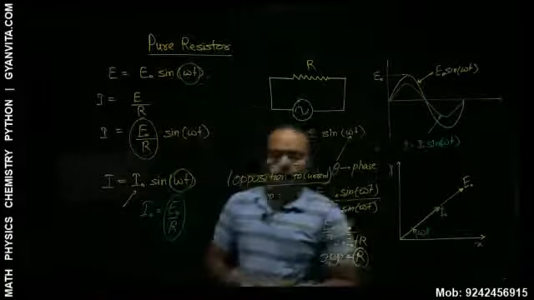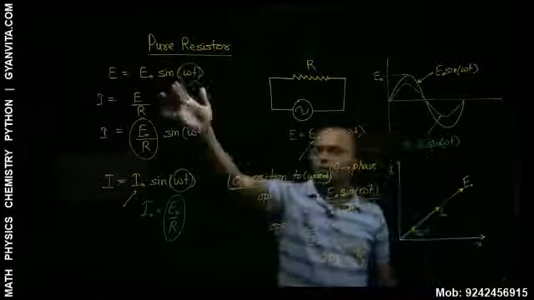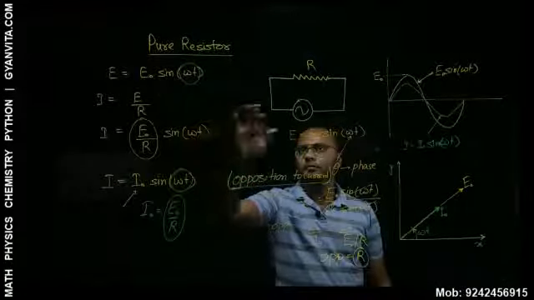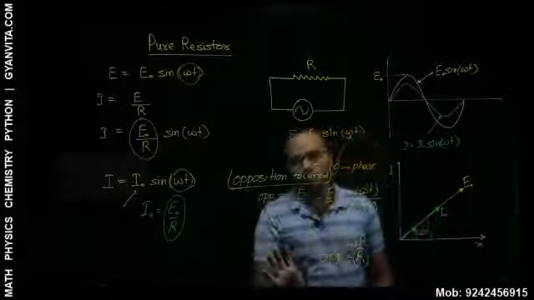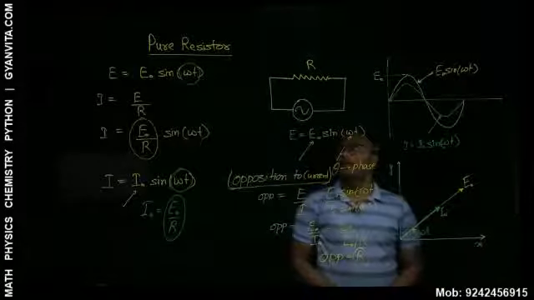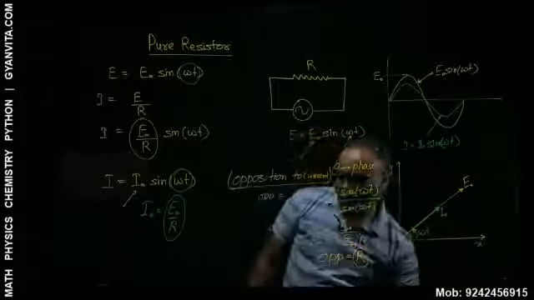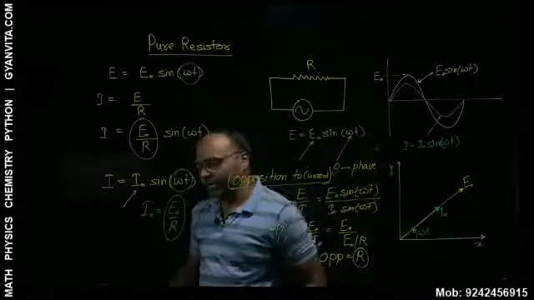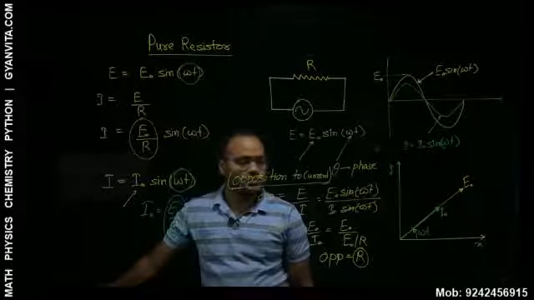So these are those five things which I was talking about earlier: EMF, current diagram, wave diagram, phasor diagram, and the opposition offered to the current, right? So any doubt? If you have any doubt, let me know. We'll move to the next circuit element if you don't have any doubt. Is it clear?